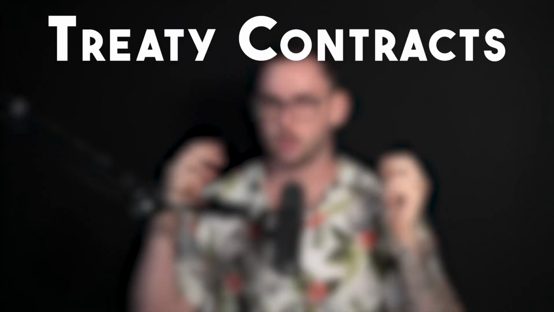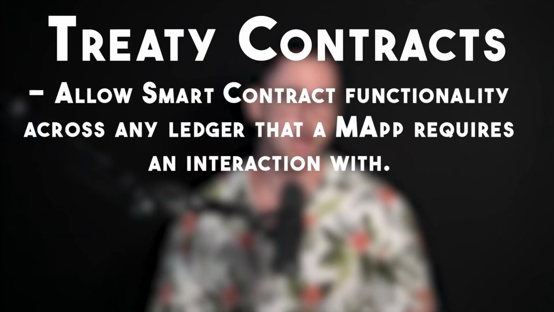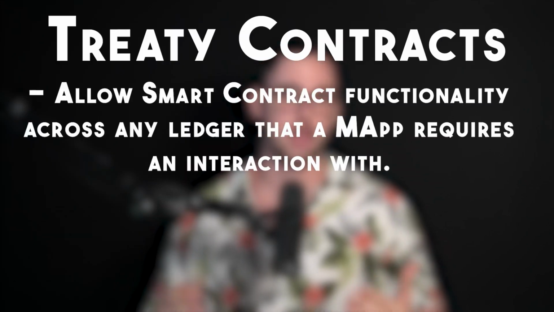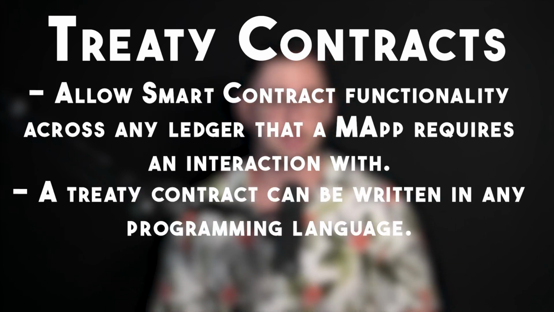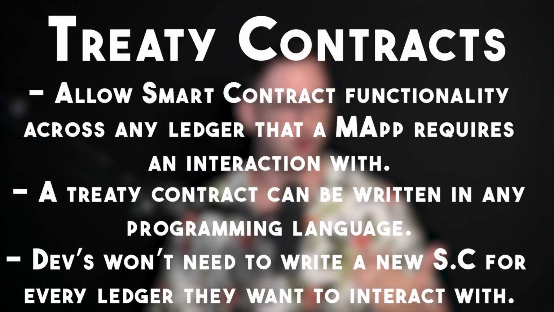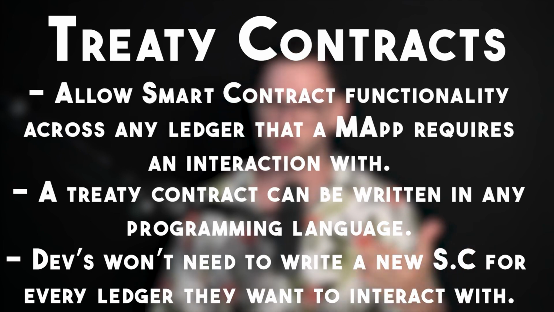Now, every single map will contain one or more so-called treaty contracts, which allow smart contract functionality across any ledger that a map requires an interaction with. A treaty contract can be written in any programming language, which means that developers won't need to write a new smart contract on every single new ledger that they want to interact with. By Quant allowing for well understood and applied programming languages like Java and Python, devs aren't really required to learn new languages, and businesses can save lots of money hiring specialized experts to write or reprogram contracts every time a new ledger is added to the map's interaction list.